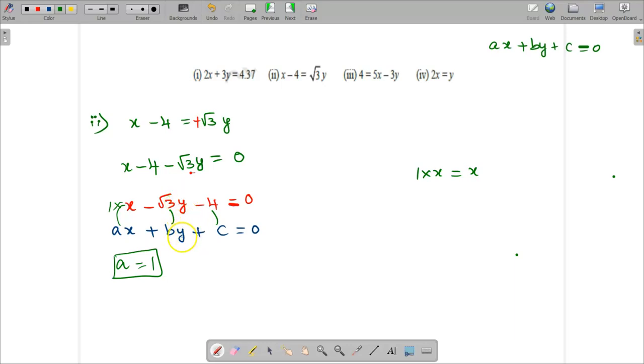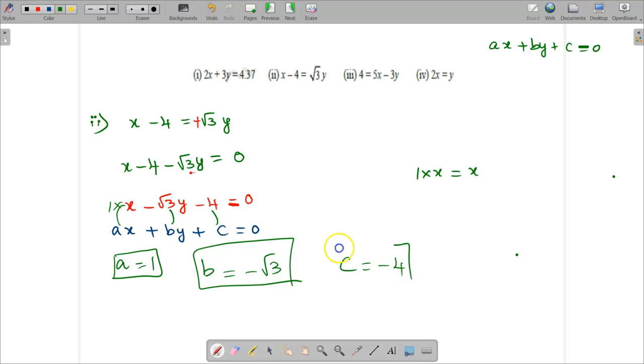Now compare this and this. Here also y, here also y. So what are the other values? Here plus b. So what is b? The b value here is minus root 3. So minus root 3 I can write. Again compare the constant term. So what is c? C is just minus 4. Okay. As I already said, if you want, minus can also be written as plus followed by minus. Like that also you can write and compare. Or if you know it easily, you can directly compare and write your values.